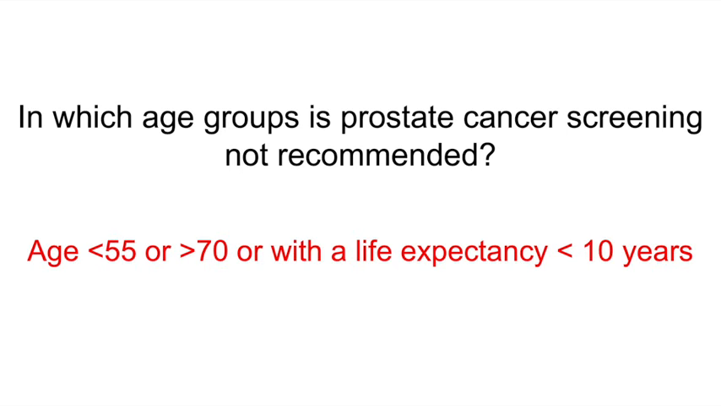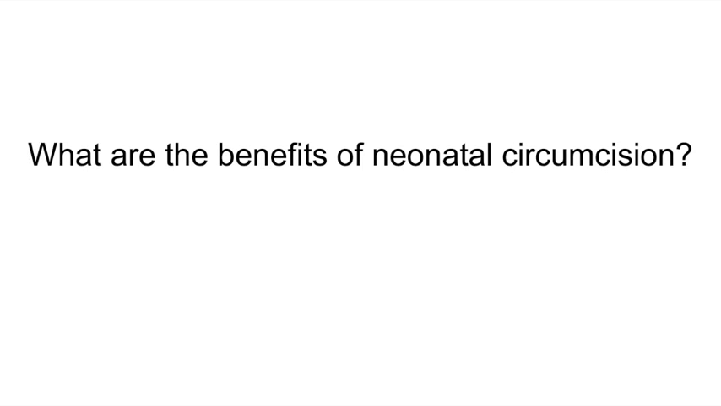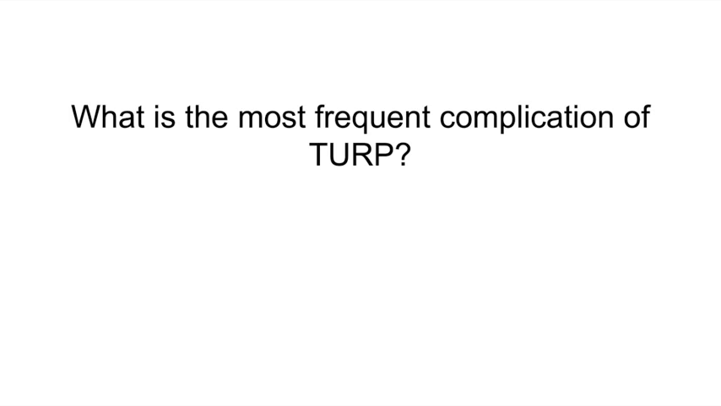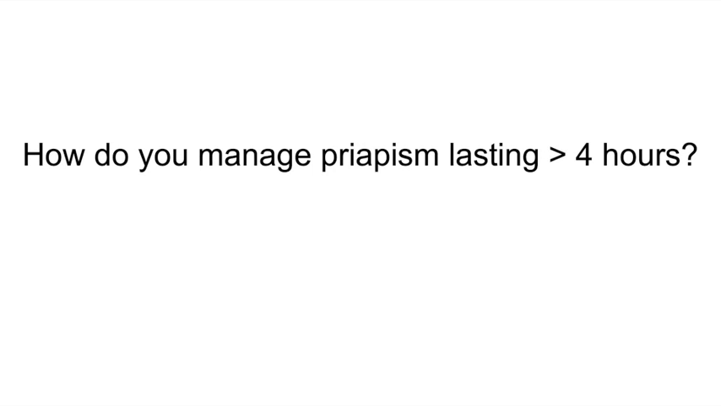What are the benefits of neonatal circumcision? Decreased UTI in the first year of life and decreased risk of penile phimosis, reduced risk of acquiring some STIs and HIV. What is the most frequent complication of TURP? Retrograde ejaculation. How do you manage priapism lasting greater than 4 hours?